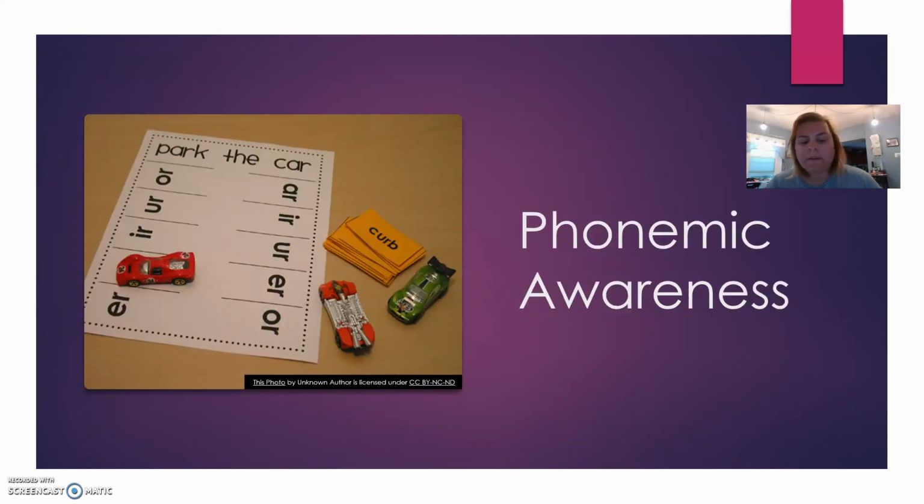Phonemic awareness is the ability to hear and manipulate sounds in words. An example of that is when we have our ow blends in the words. Students are able to use that knowledge to pronounce words correctly.